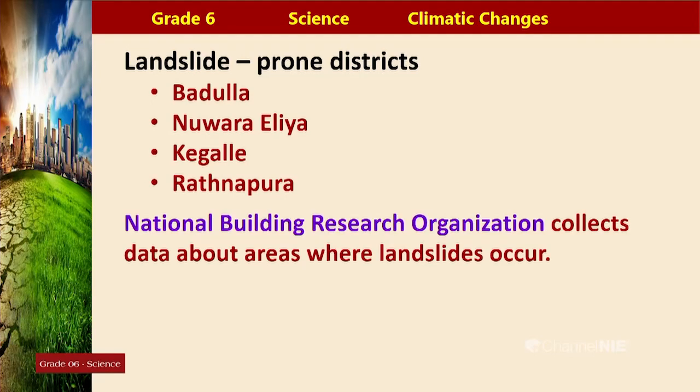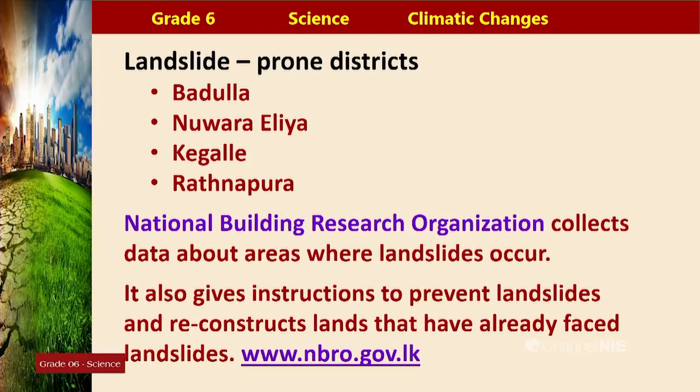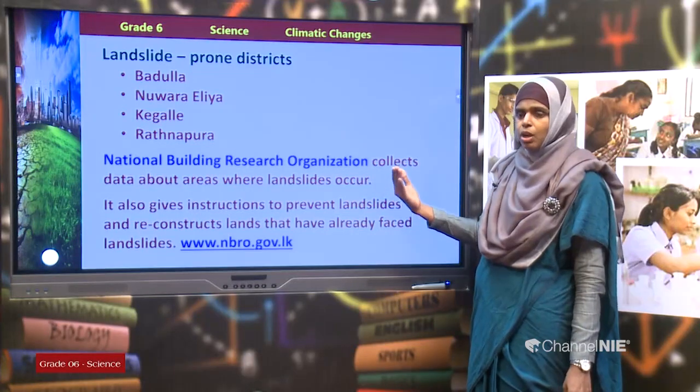There can be a landslide warning in your area from an institution. That institution is named the National Building Research Organization, NBRO. They collect all the data about areas where landslides occur and give prior warnings to people. It also gives instructions to prevent landslides and reconstruct lands that have already faced landslides. They make modifications in the areas in order to prevent future landslides if they have already occurred, children.